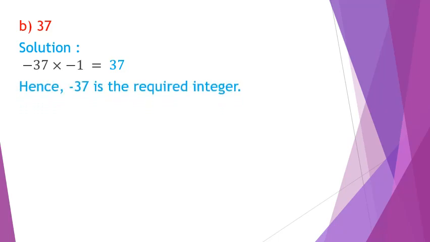Next, determine the integer whose product with minus 1 is 37. The same way, we can take it as x into minus 1 equal to 37. We want the product positive and one of the multiplicands is minus 1. So, if we multiply two negative numbers, we get a positive integer. So, the required integer is minus 37.